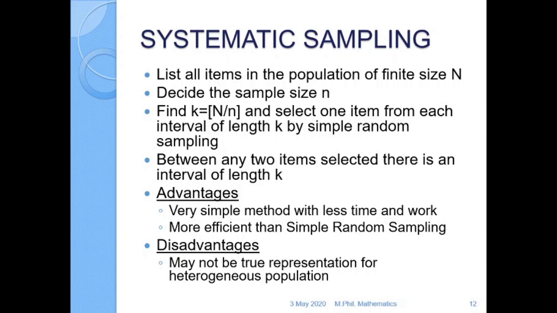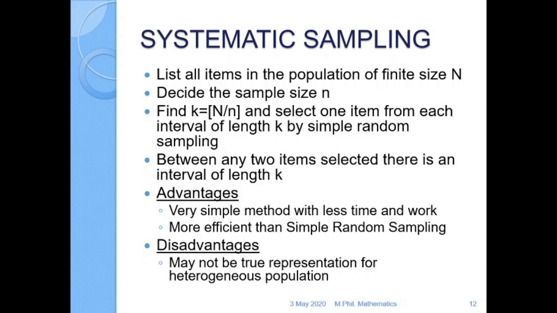Another method is systematic sampling, in which first of all we decide the sample size. For example, if you have a population of size 100 and you need a sample of size 10, first of all we list out the units of the population.